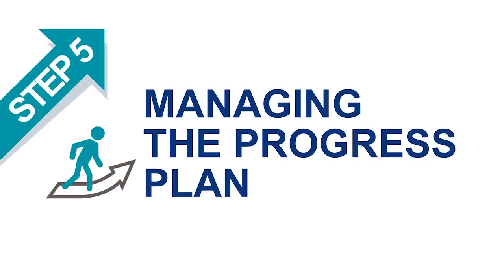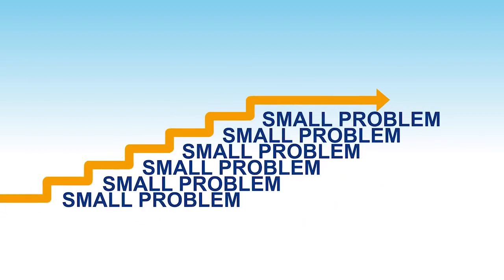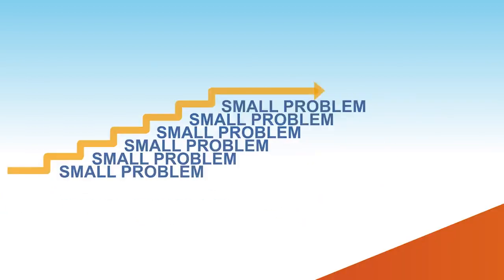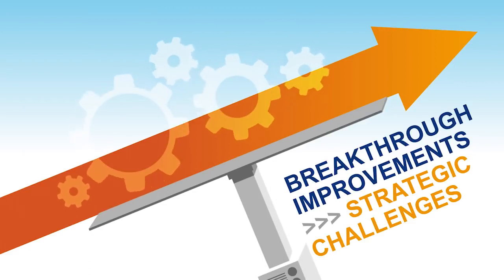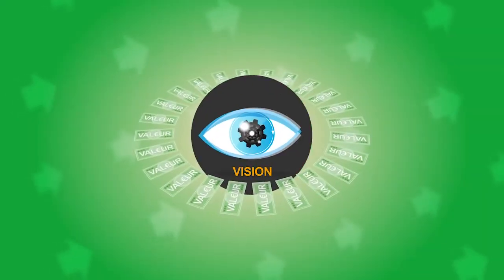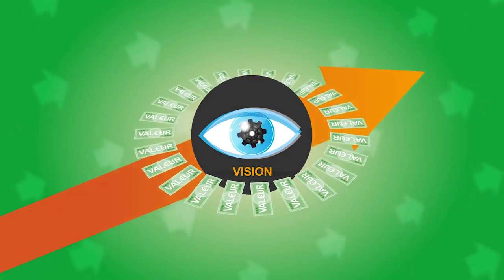Finally, the fifth step consists in managing the progress plan. When setting up the progress plan, the idea is no longer to react to small day-to-day problems. The challenge here is to work on breakthrough improvements which meet the strategic challenges of your company. In line with visual changes, these increases in performance will make the whole team proud.